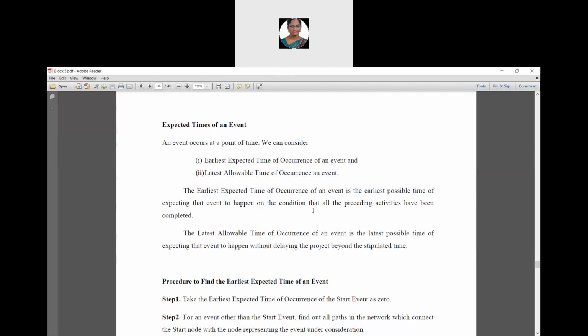The earliest expected time of occurrence of an event is the earliest possible time of expecting that event to happen on the condition that all the preceding activities have been completed. Then, the latest allowable time of occurrence of an event is the latest possible time of expecting that event to happen without delaying the project beyond the stipulated time.